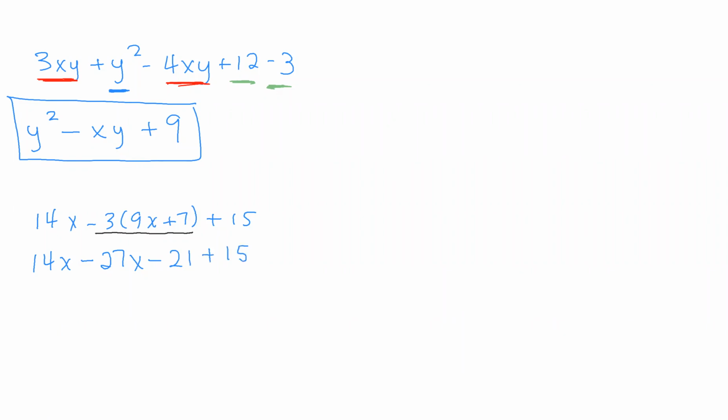And at this point, I have x terms and I have constant terms. So let's look at the x terms first. 14x minus 27x is the same as 14 minus 27, or negative 13, and then keep the x. And then negative 21 plus 15 is the same as like 21 minus 15, which is 6, but we would keep it negative. And that's it. Let's do maybe one more kind of like that.